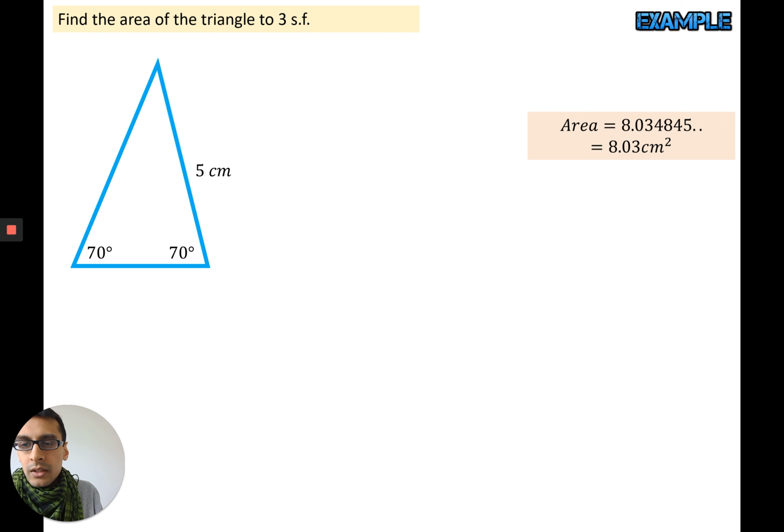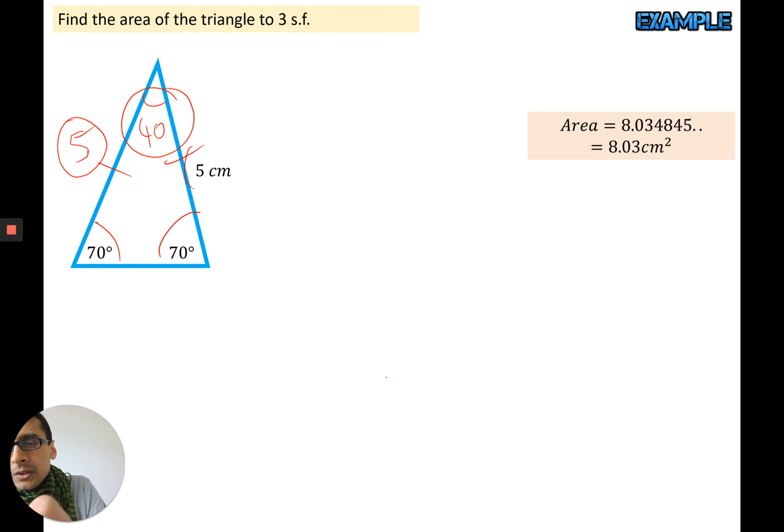This is another different type of question, really straightforward though. In this case, it doesn't look like an isosceles triangle, but it is, because you can see the angles are both 70, which means that this has to be 40. It also means that these two lengths have to match. So then you can figure out you're using that as your sine C and you're using these two as your A and your B. And then you get your answer of 8.03 as your area.